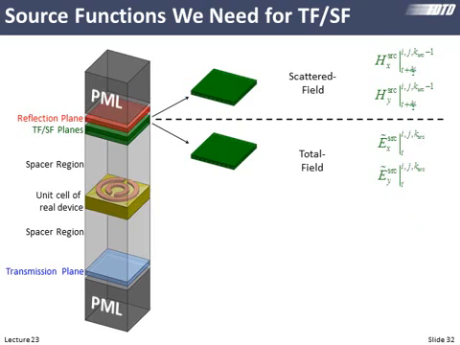Okay, so now we need our correction terms. Notice now we actually require 4 different things. We need the x and y components of the electric field source, but from the total field side, and the x and y components of the magnetic component of the source on the scattered field side. So we actually need 4 functions now. Before we just needed 2, the E and H components. Now we need 2 E's and 2 H's.